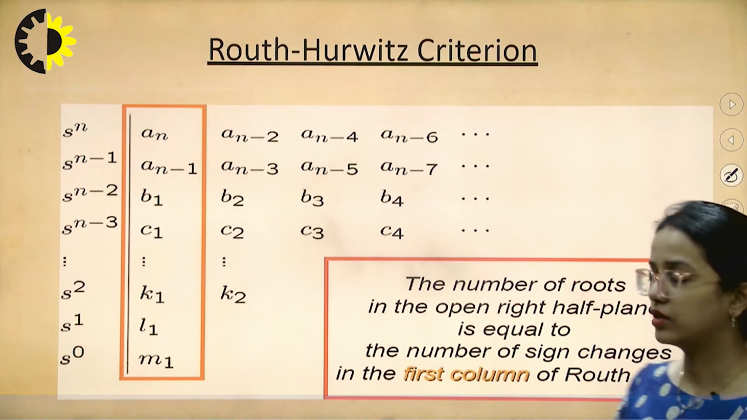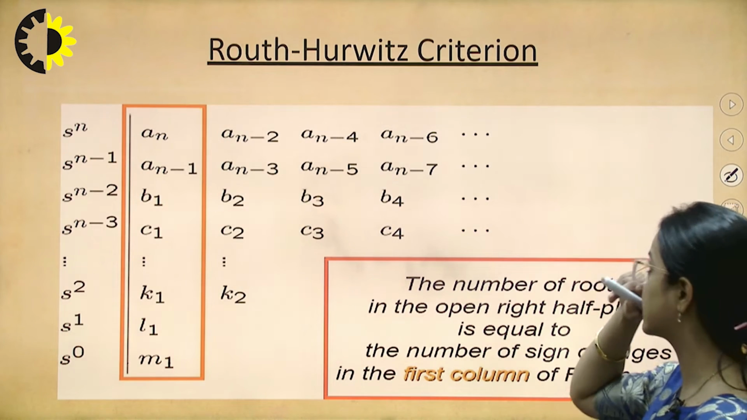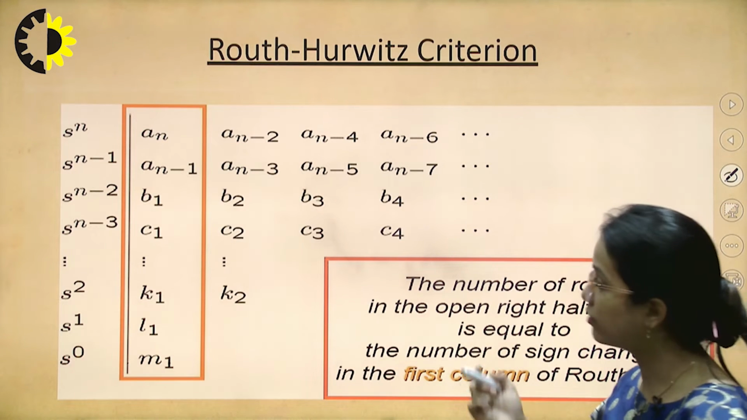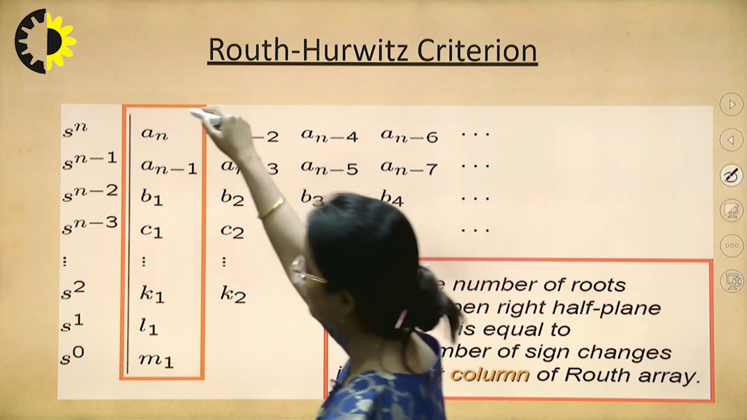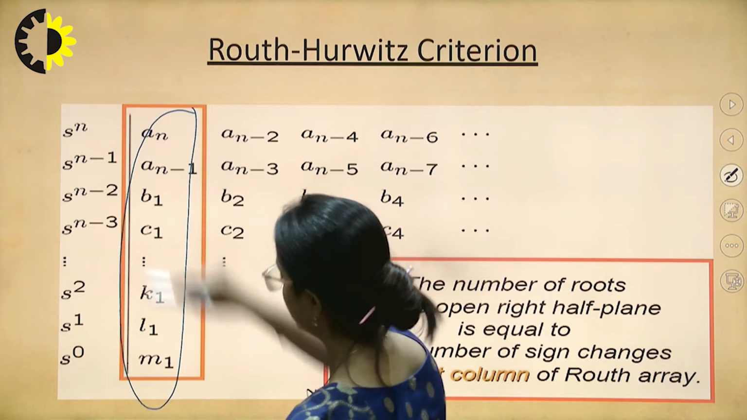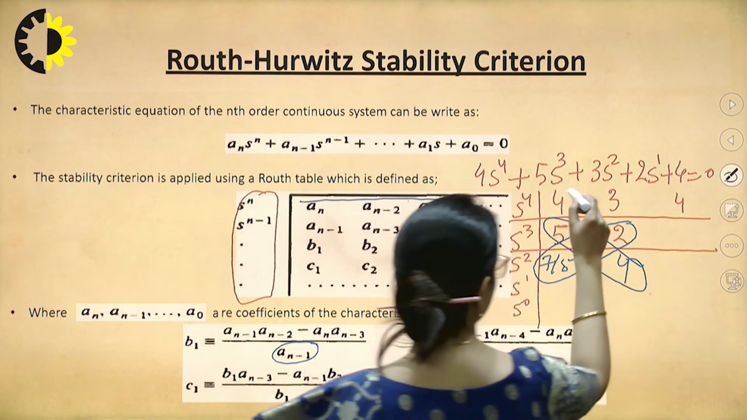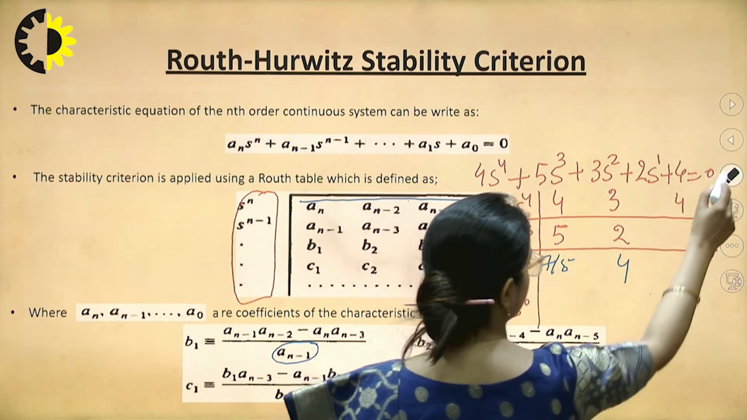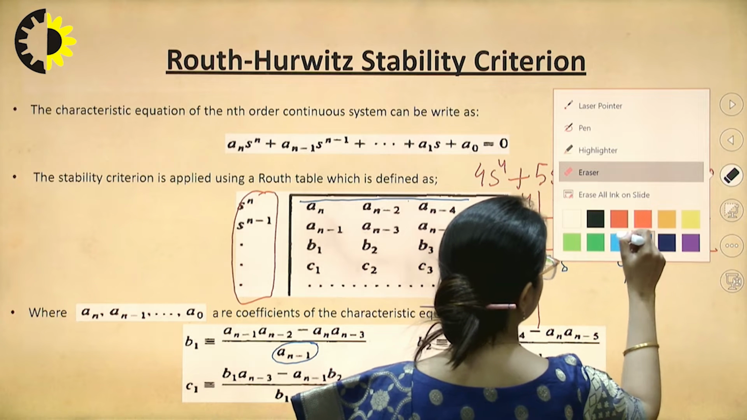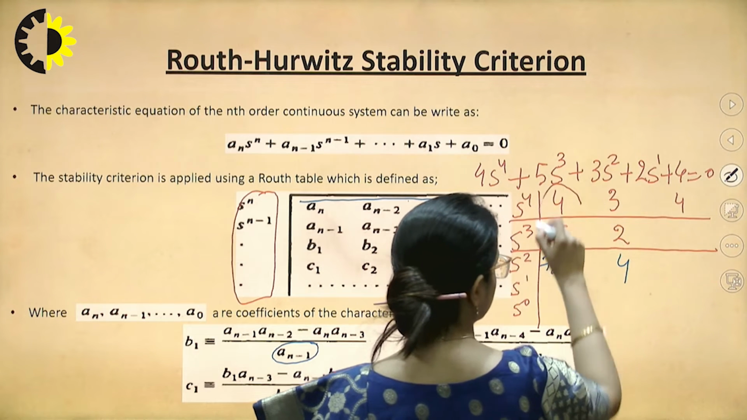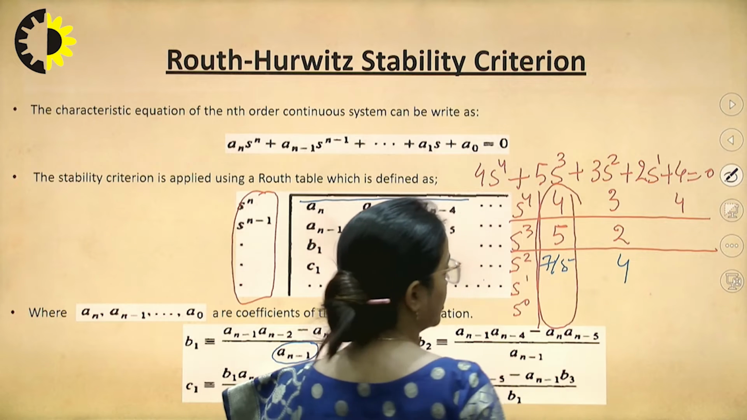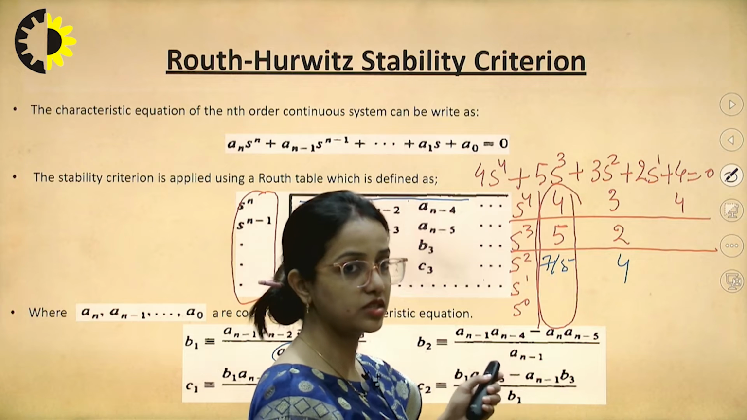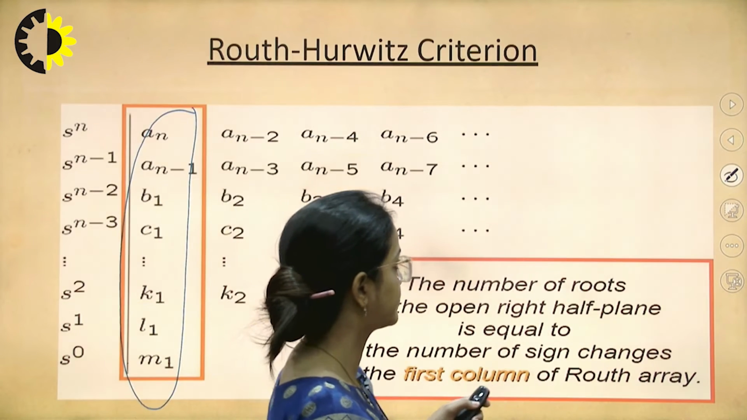Of course, one more thing we have to see: after we have made the complete table, we have to examine this row. We have to see the changes in this row. Depending upon these changes, we can predict the stability.